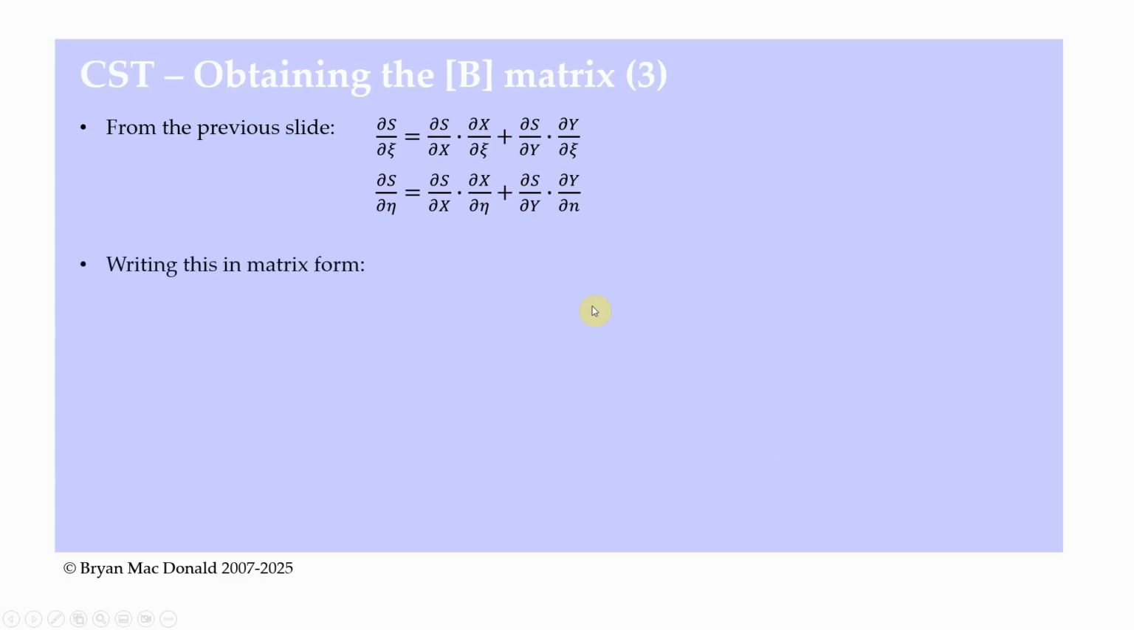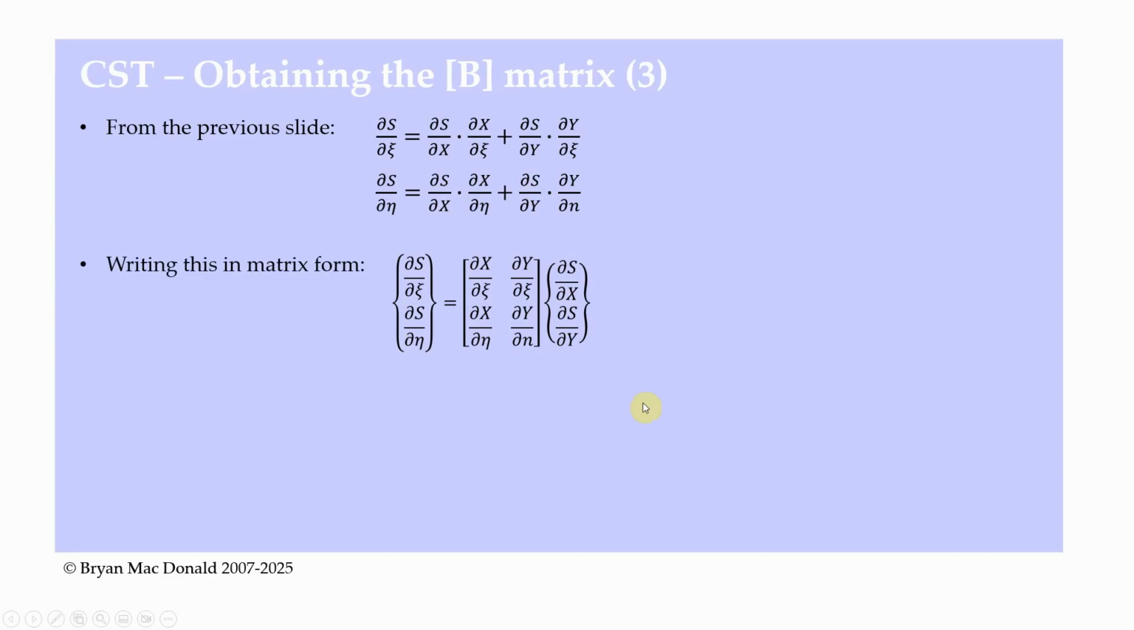So in the previous slide we have this. What we're going to do now is write this in matrix form. So this is the same set of equations expressed in matrix form. Here we just have ds d-xi, ds d-eta as usual. And here, if I multiply this row into this column, I will get this. So again, dx d-xi times ds dx, there it is there. Dy d-xi times ds dy, there it is there, and so on. So I've just rewritten this in matrix form.